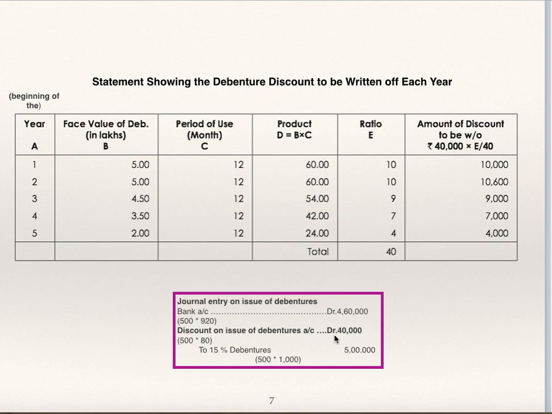these 40,000 is to be written off. So first year will be 40,000 divided by 40 multiplied by 10. Second year also 40,000 divided by 40 multiplied by 10. Then 40,000 divided by 40 multiplied by 9 and so on.